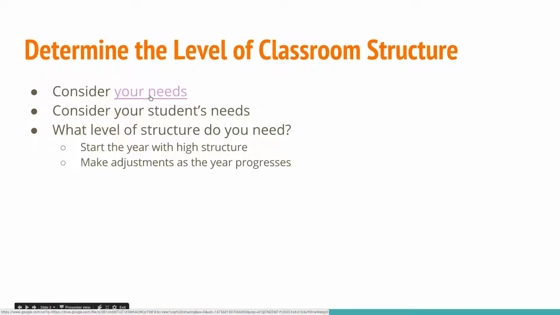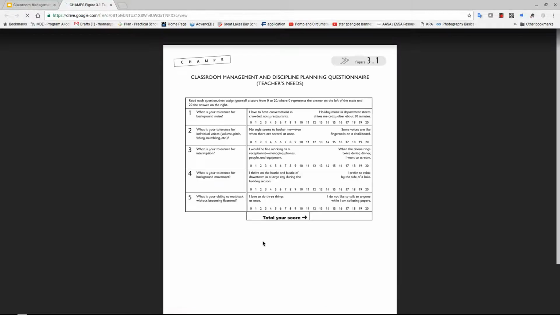One of the things I'm going to have you complete before you finish out this course is a needs assessment for yourself. Here's what it looks like. Okay. What is your tolerance for background noise, for example? I wear hearing aids, and so I have very little tolerance for background noise. So I need it quiet when necessary. And I know that about myself.